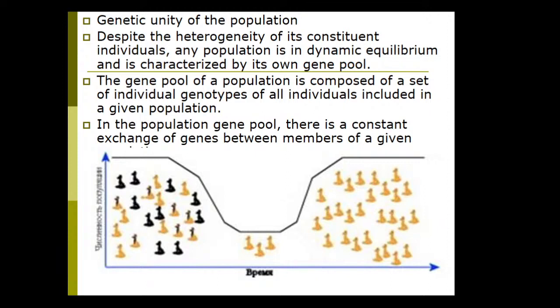Genetic unity of the populations. Despite the heterogeneity of its constituent individuals, any population is a dynamic equilibrium and is characterized by its own gene pool. The gene pool of a population is composed of a set of individual genotypes of all individuals included in a given population. In the population gene pool, there is a constant exchange of genes between members.